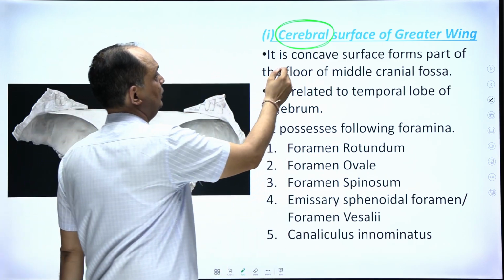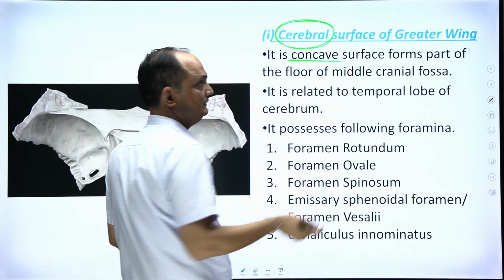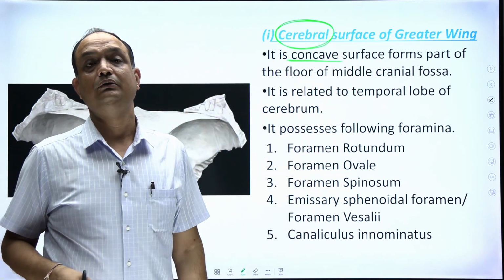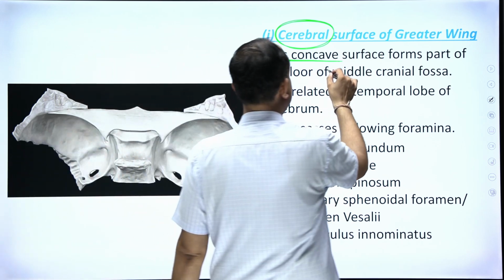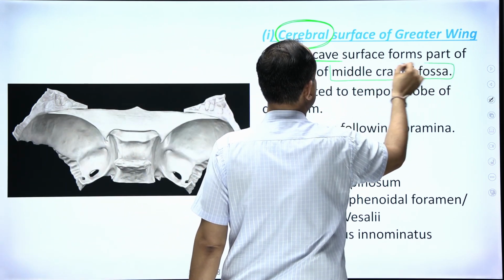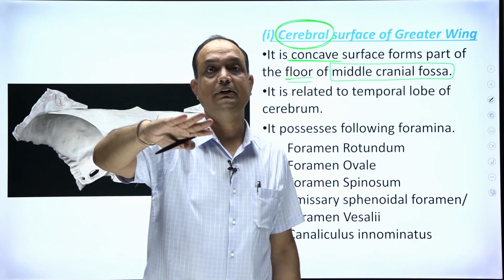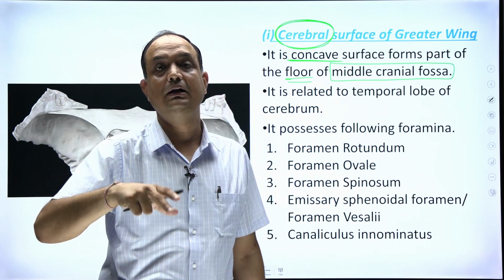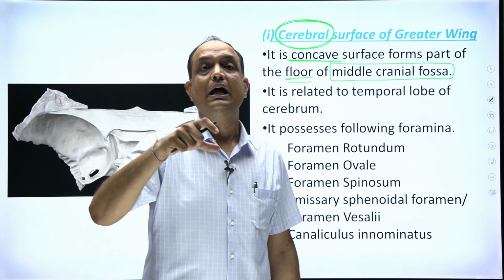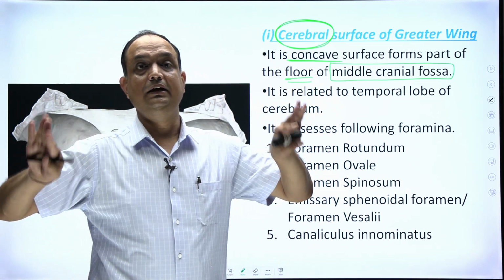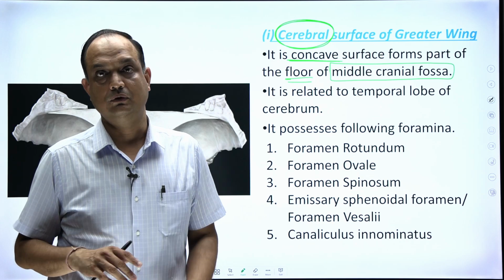Now, this is a concave surface, obviously because inside you will have the concavity. This concave surface is going to be part of the middle cranial fossa. The important thing is that when we are talking about the floor of the cranial cavity, it is divided into the anterior, middle and posterior cranial fossa, and in the middle cranial fossa you will find the inner side of the greater wing, which is known as the floor.